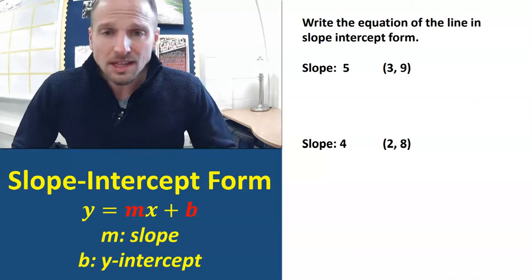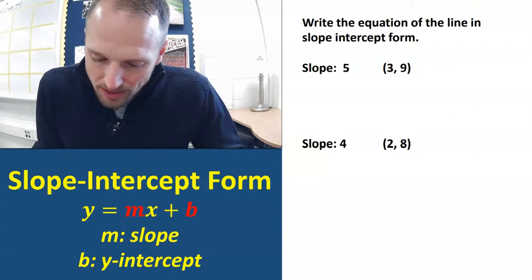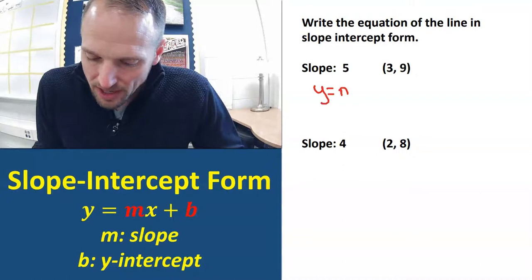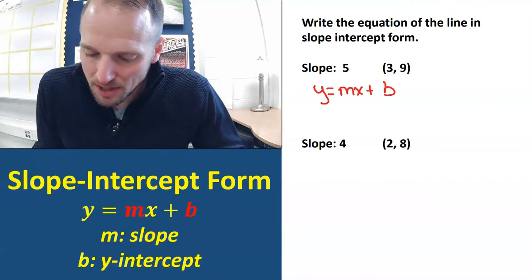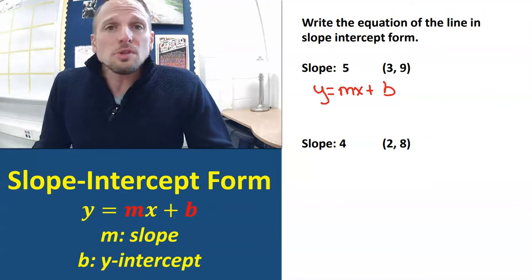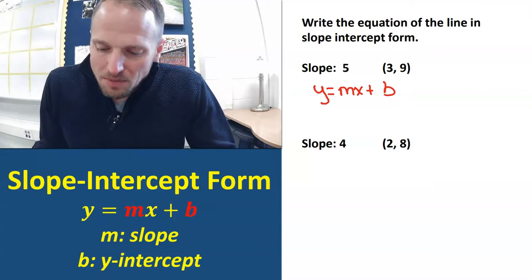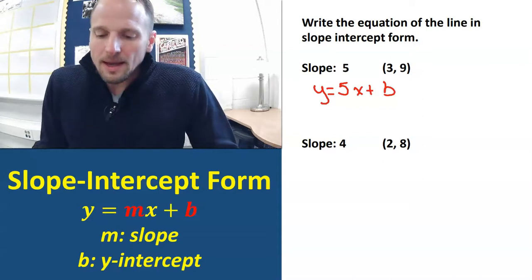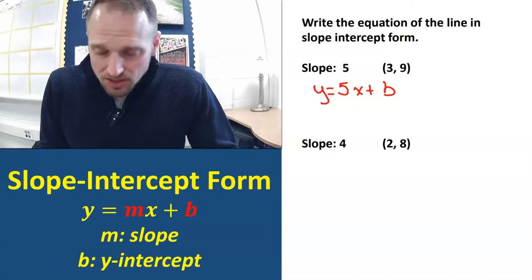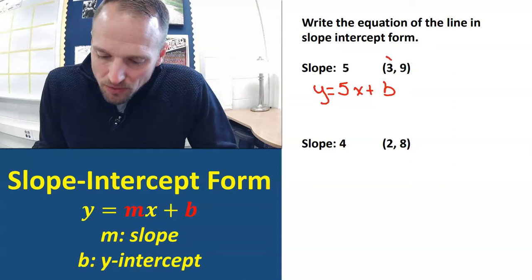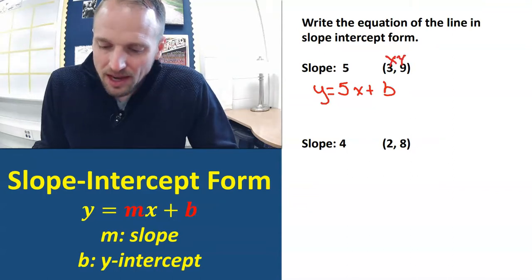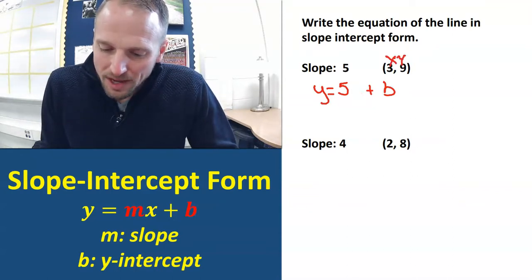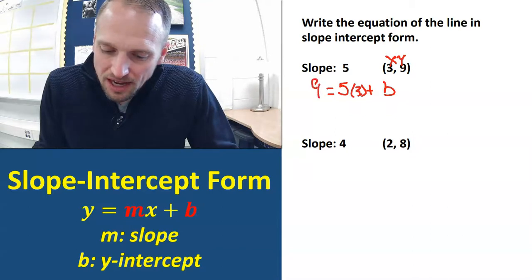So let's start with what we know. I'm going to write down the equation, y equals mx plus b. And let's just substitute in what we know. The m is the slope. I know the slope is 5. I know my x is 3 from the ordered pair. The x comes first and then the y. So I know my x is 3. I know my y value is 9.